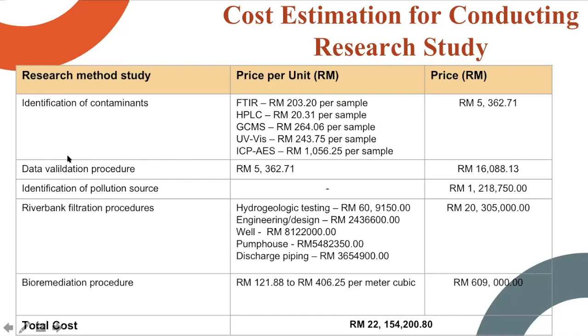For the second method, the data validation procedure, the price is 5,367 ringgit and 71 cent, which also involves triplicate identification, at a price of 16,830. The third is the identification of pollution source, which needs a cost of approximately 1 million ringgit.